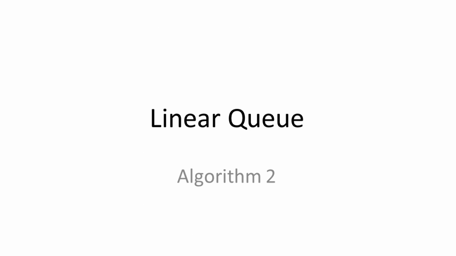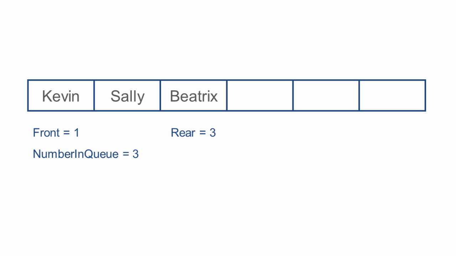An alternative approach, then, is to use a static array. This time we've got a slightly different system of pointers. We have one to indicate the front and another to indicate the rear. We also have a variable to keep count of the number of items in the queue.